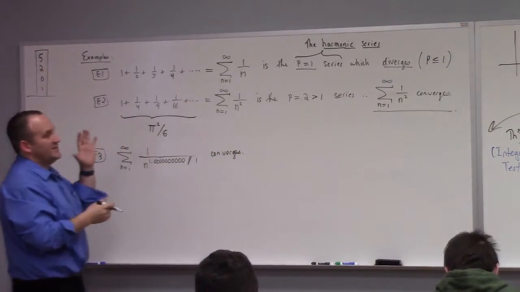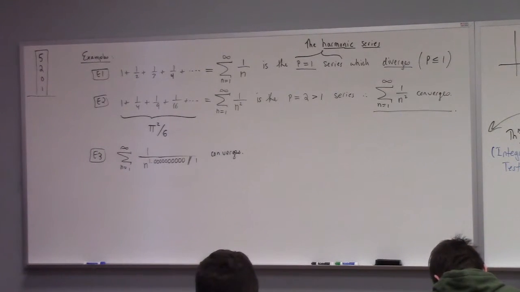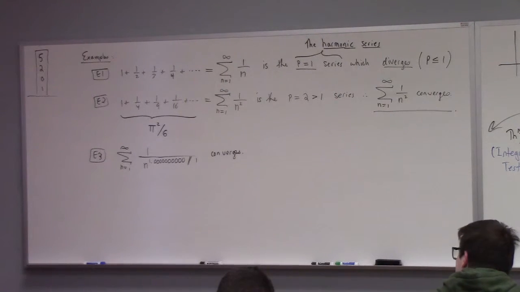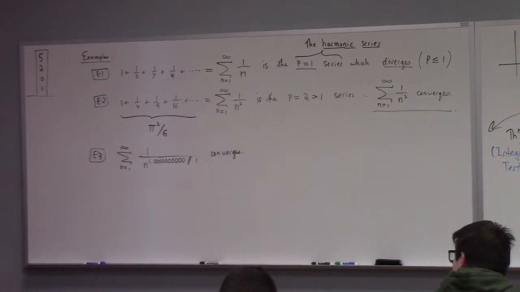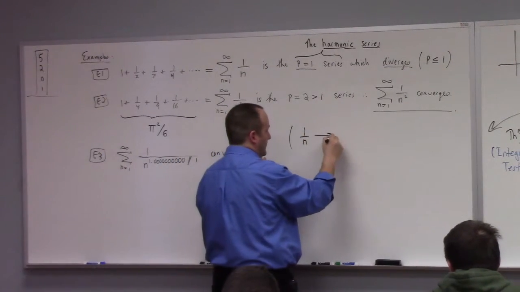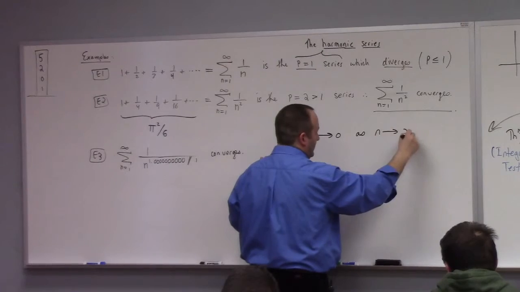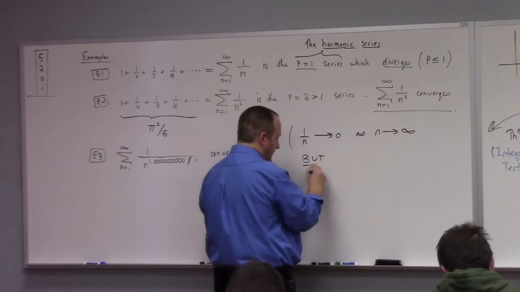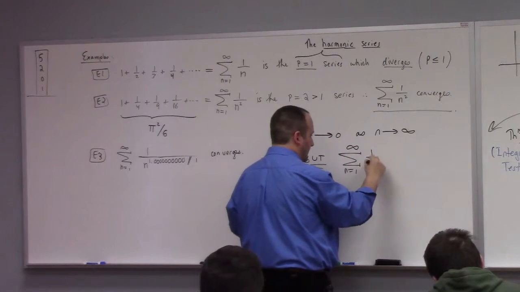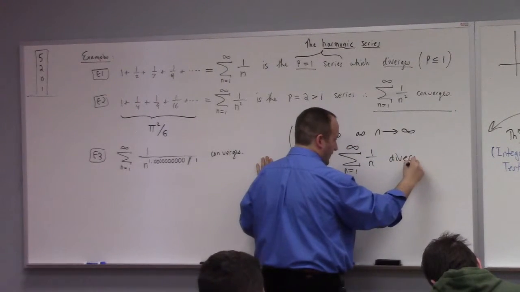So this harmonic series is right on the bubble of divergence. Anything going to 0 even slightly faster in this sense will converge. But a caution: 1 over n goes to 0 as n goes to infinity, but the sum, n equals 1 to infinity of 1 over n, diverges.